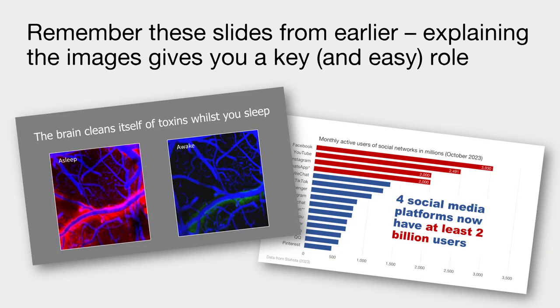When you think of these slides from earlier, you want to let people know what they're looking at. On the left, scans of a mouse's brain with dye showing how cerebral spinal fluid is flushing the brain of harmful toxins during sleep. And on the right, talking through the numbers, explaining that Facebook still had the most users, etc. This is a really easy form of narration because you can use the image to prompt you with what you want to say, but you're not just reading text on a slide, which audiences are known to dislike.